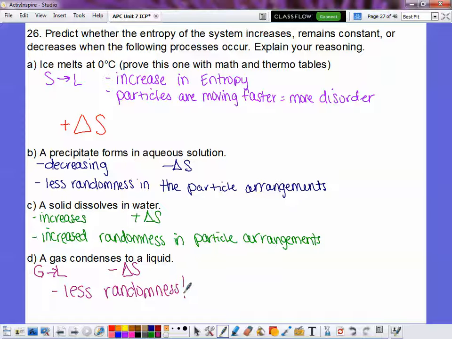So yeah, when you go from solid to liquid, liquid to gas, or solid to gas, when you're doing those phase changes, that is an increase in entropy. When we do the opposites, it is a decrease in entropy.